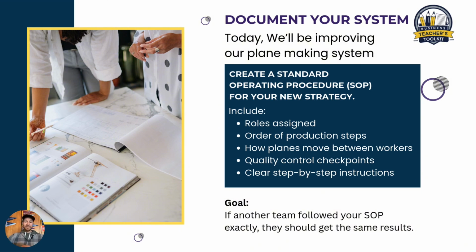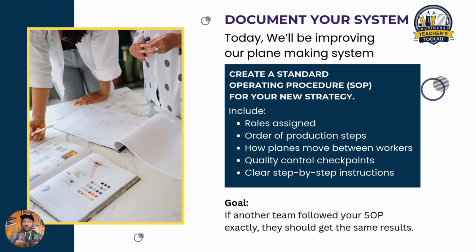Once we've done that, they document the system. They need to improve their plane making system. So they're going to create a standard operating procedure for their new strategy. It includes who is in what roles, what is the order of production steps, how do the planes move between the workers, quality control, and step by step instructions. The goal is that if you were to give these standard operating procedures to another team, they should be able to copy it exactly step by step and get the exact same results.